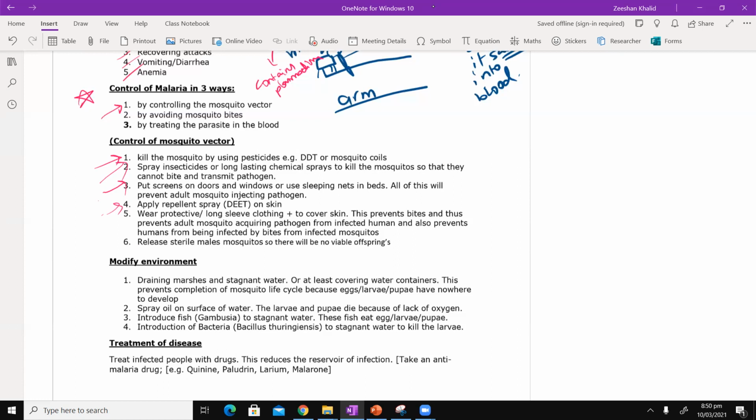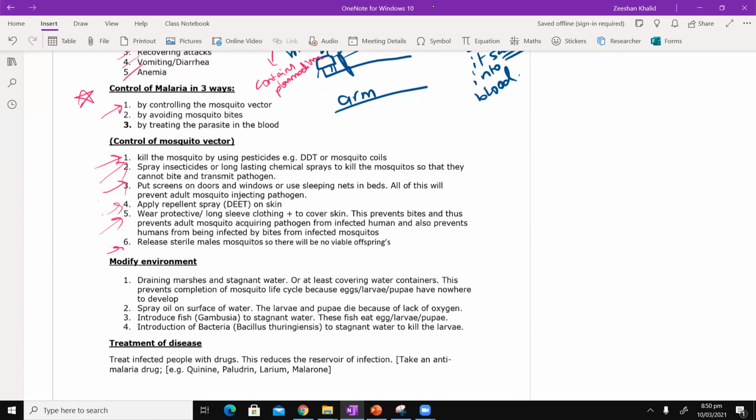Wear protective long sleeve clothing. By the way, all of these suggestions are basically coming from the marking scheme, so I'm not saying anything by myself. Okay. So prevent bites, thus preventing adult mosquitoes entering the pathogen. Number six, release sterile male mosquitoes so that there will be no viable offspring.